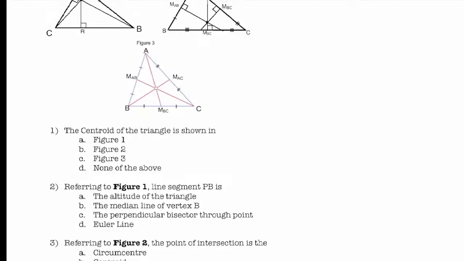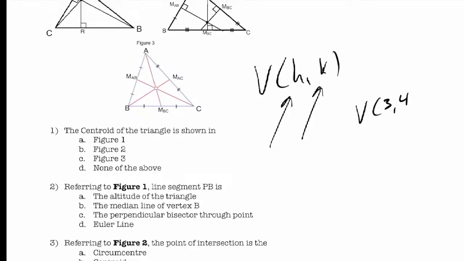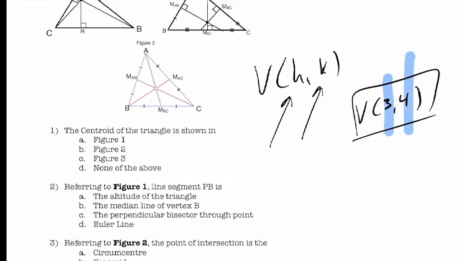Horizontal shift and vertical shift. When you have your h and k values, this is your horizontal shift, that's your vertical shift. So if I give you a vertex of 3 and 4, that means 3 units to the right, 4 units up. It just means if you go to plot something, you're going 3 over, 4 up. That's all.